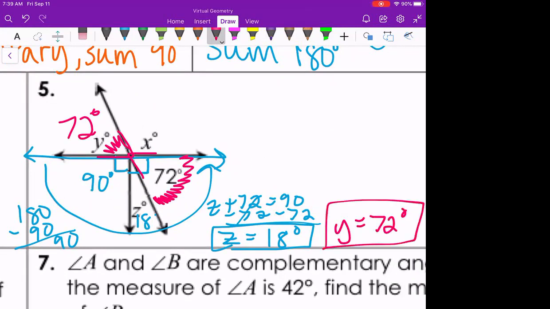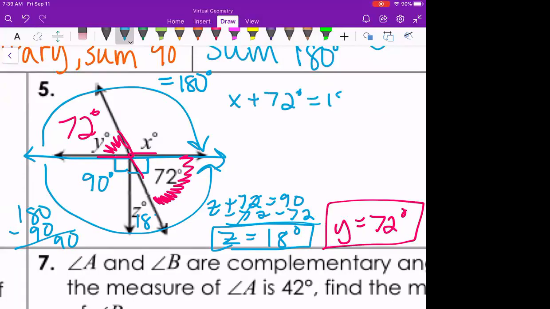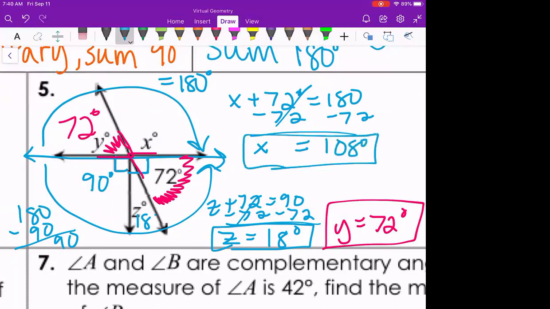All right, now we need X. Well, check out the top of that blue line that I still highlighted. Together, those two make a linear pair of 180. So then your X plus that 72 that we just found make 180. So I've used up 72, so I'm going to subtract it out. And my X is going to be equal to 108 degrees. So now we found all three.